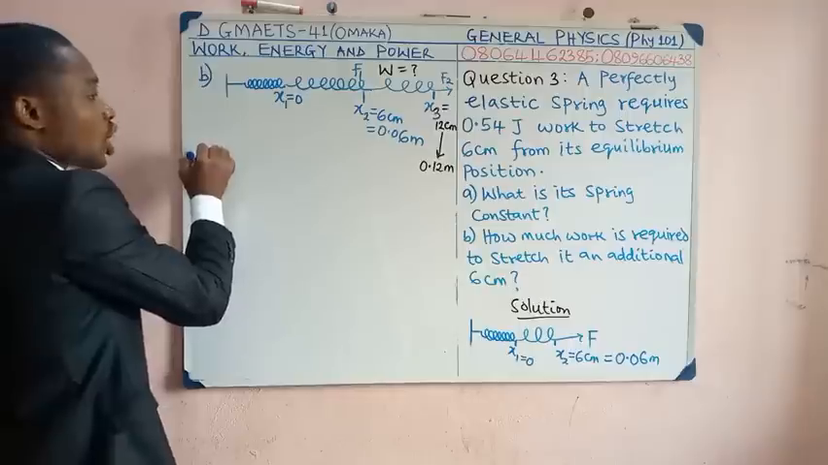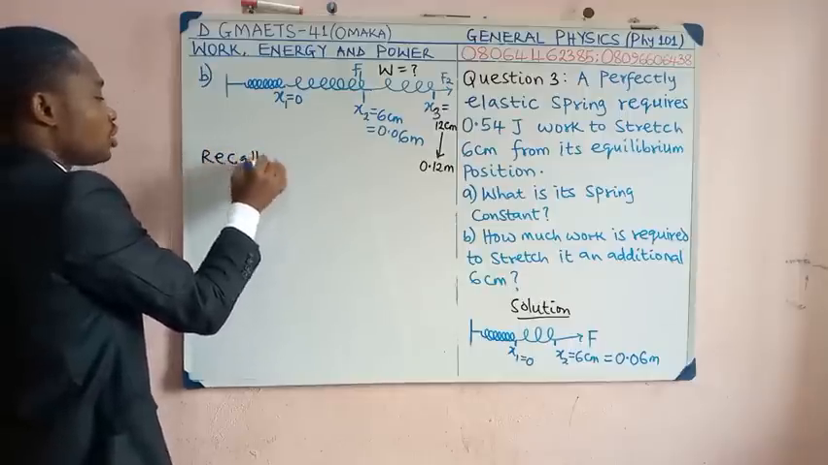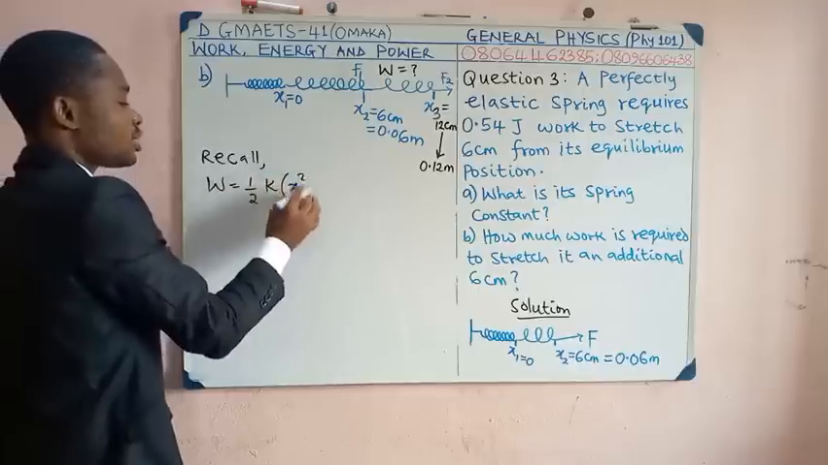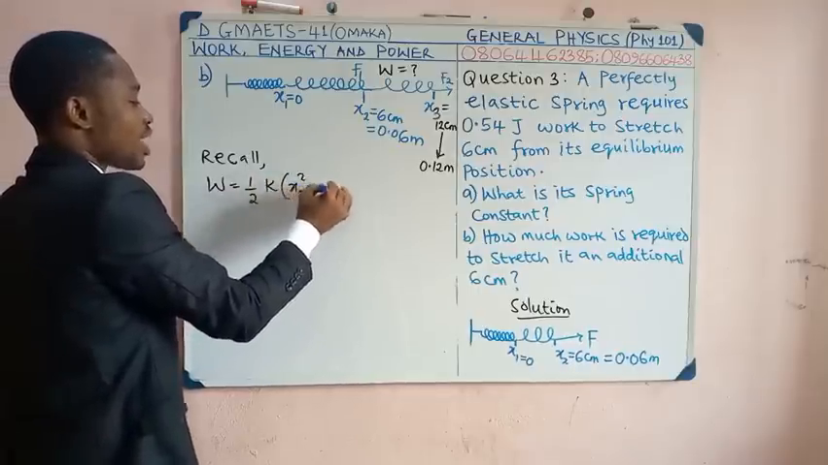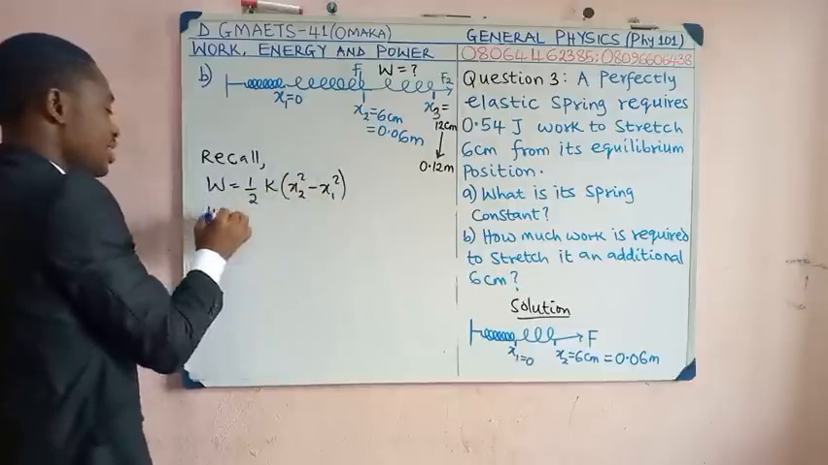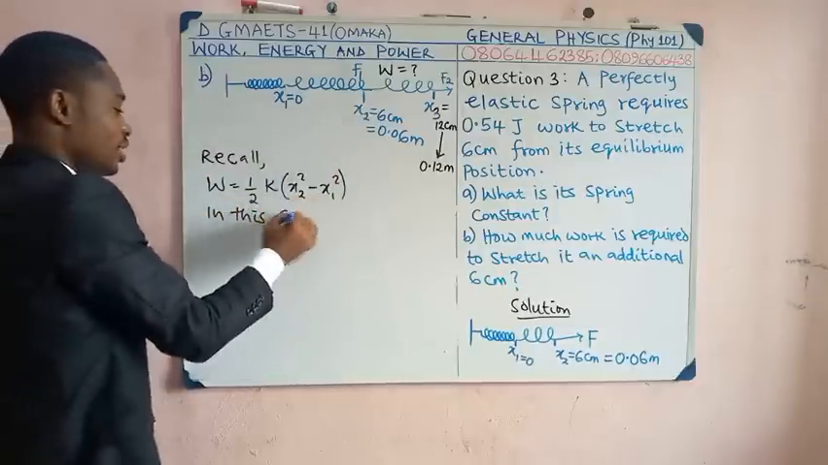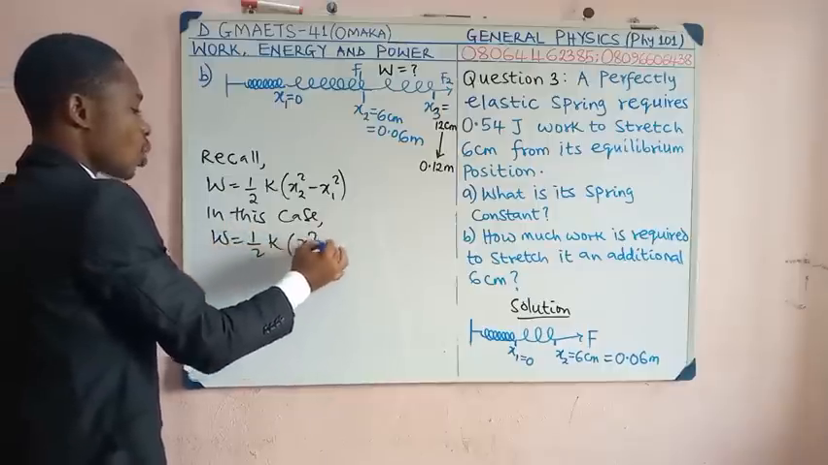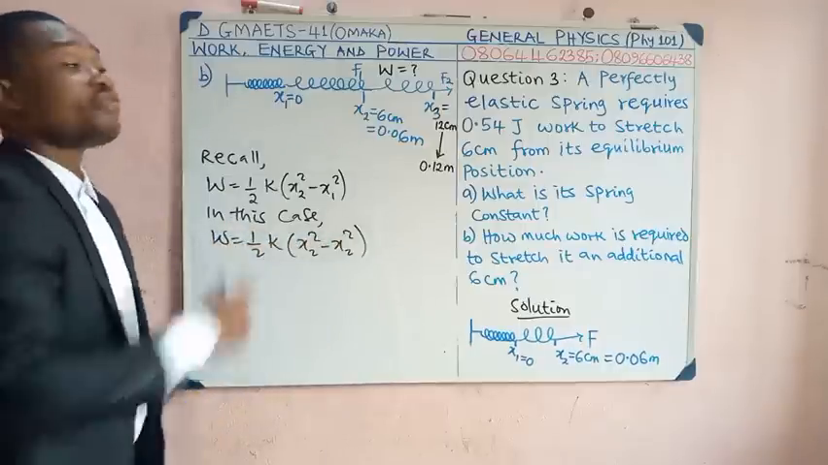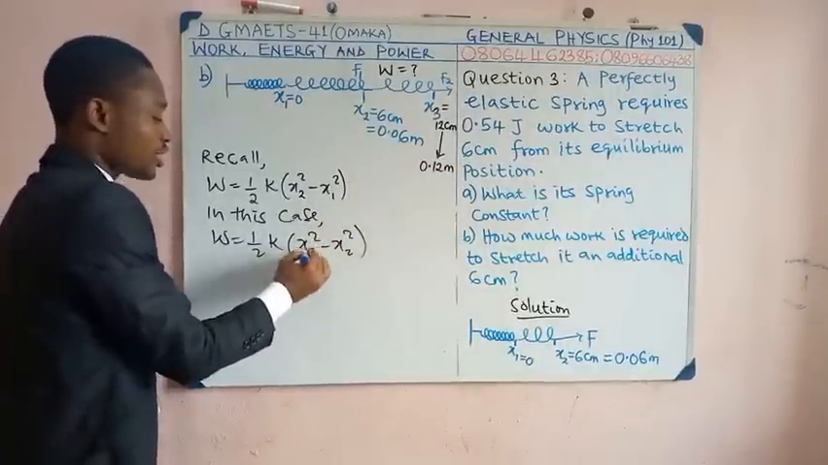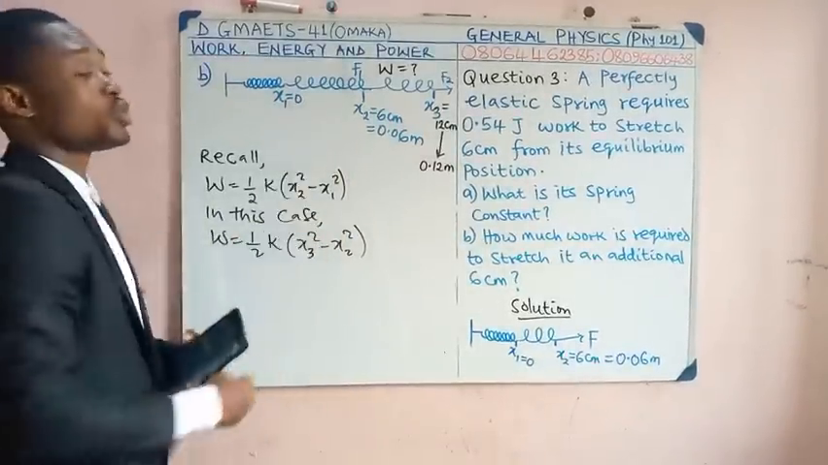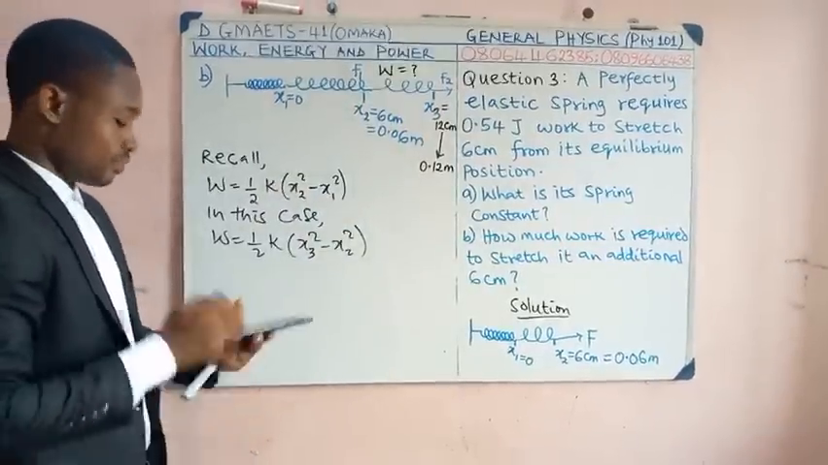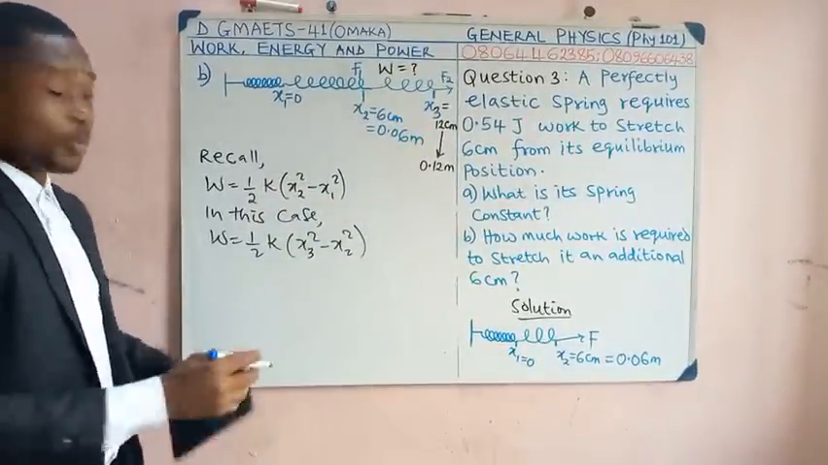Alright, let's go. Recall that work is equal to 1/2 times k times (x2 squared minus x1 squared), right? But in this case, due to my label, we are going to say that work is equal to 1/2 k times (x3 squared minus x2 squared). Is that okay? Final minus what? Initial. X3, because of the way I labeled the position. We are interested in the work between this x2 and x3. So guys, our problem is solved. We understand the interpretation now.